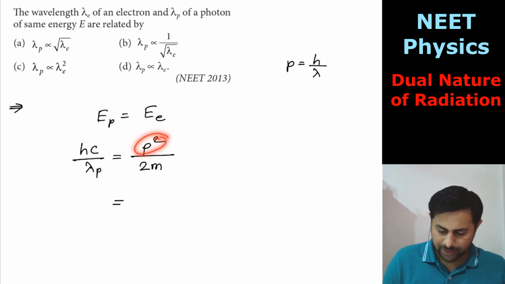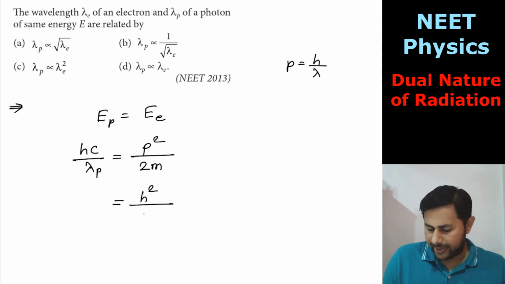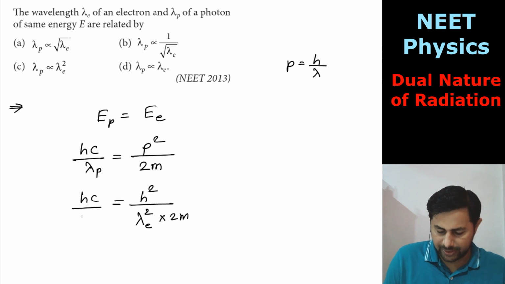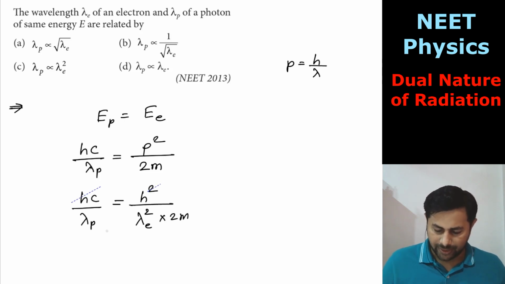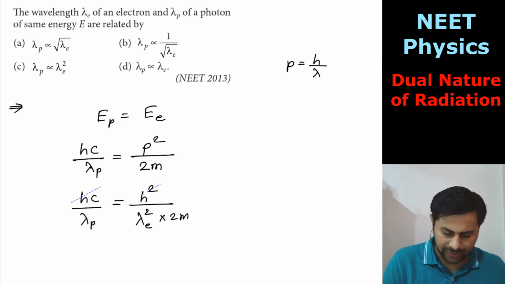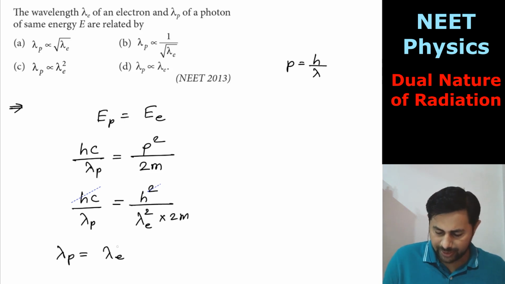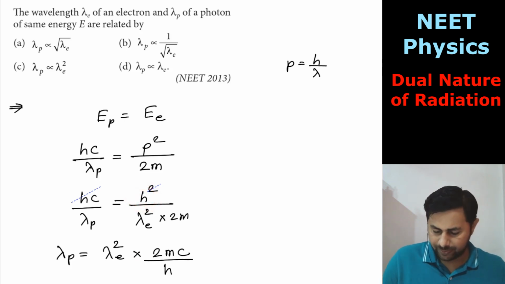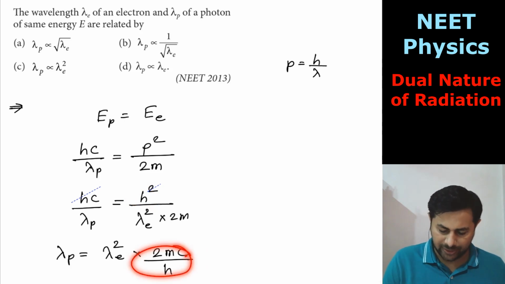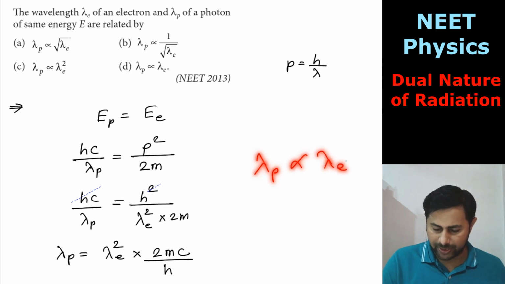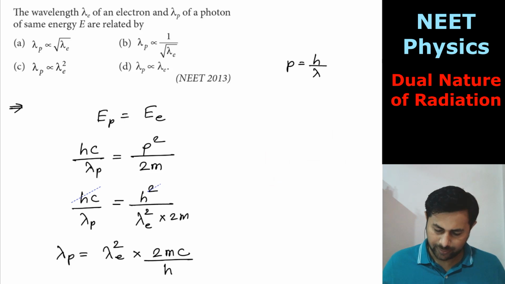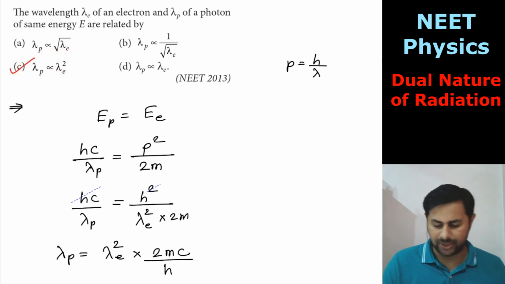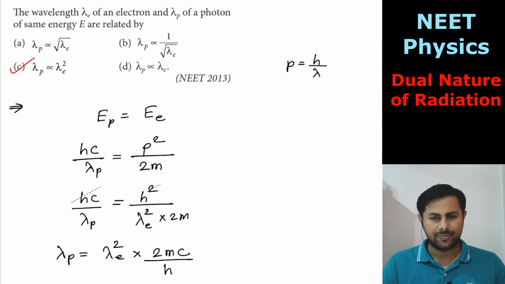So let's put that. You get h square by lambda of electron square times 2 times m, and this is hc by lambda p. Then this h gets cancelled out with the square, and you can write lambda p is equal to lambda e square times 2 times m times c divided by h. But all this is constant, right? So what you can say is lambda p is proportional to lambda of electron square. It's option C. Okay, this is clear. Let's see the next one.